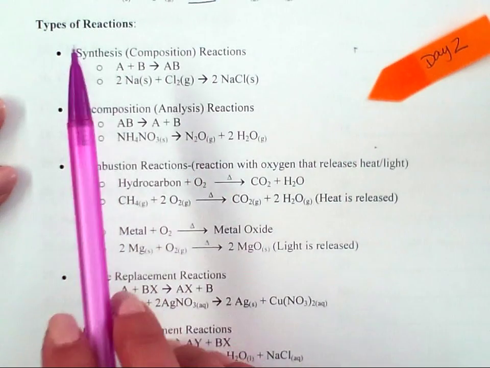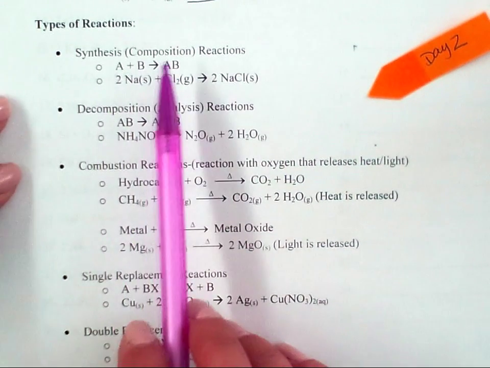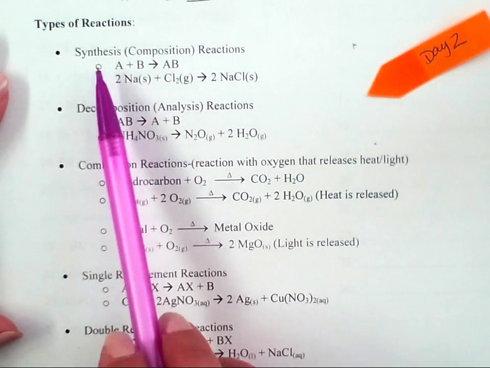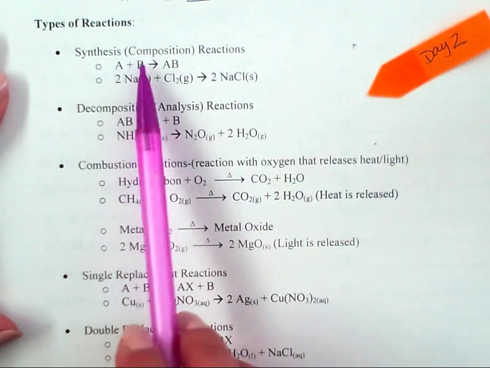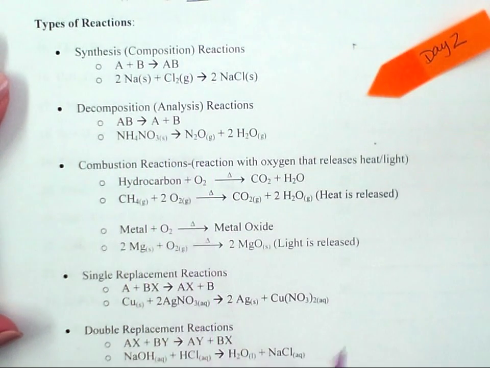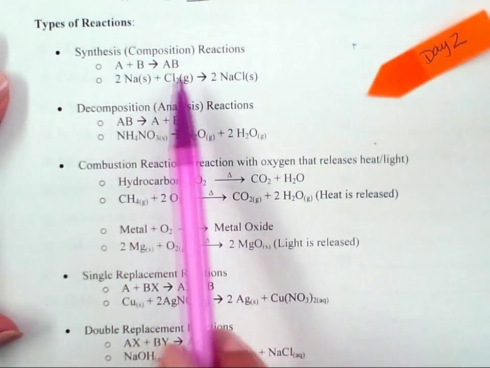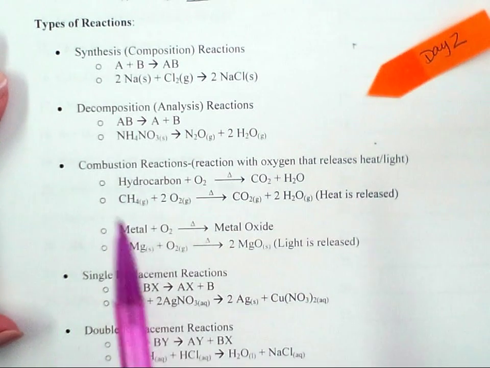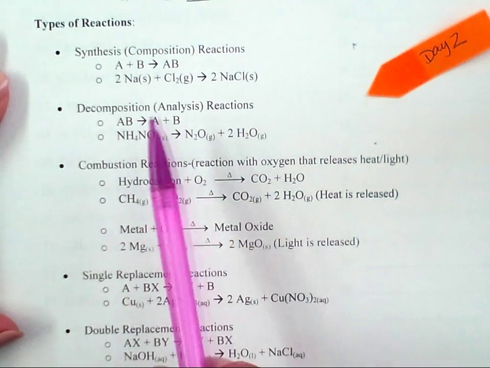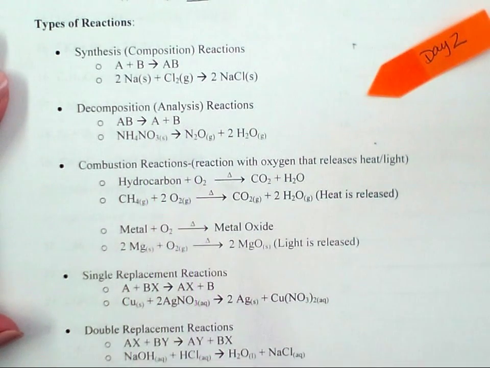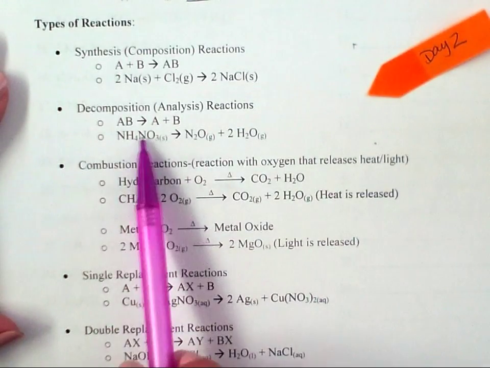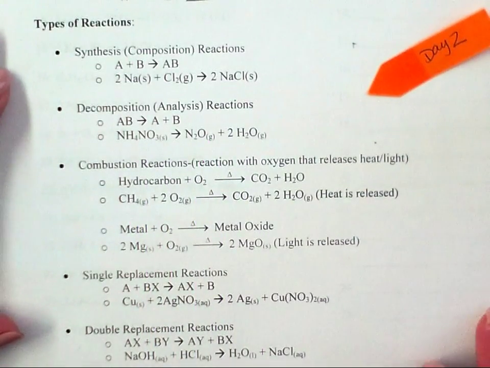We have synthesis, which is used anytime you have two different elements and they form to make one big compound. And then they give you an example here. Decomposition, if you have one big compound and it's broken down into two smaller parts. And then they give you an example over here.